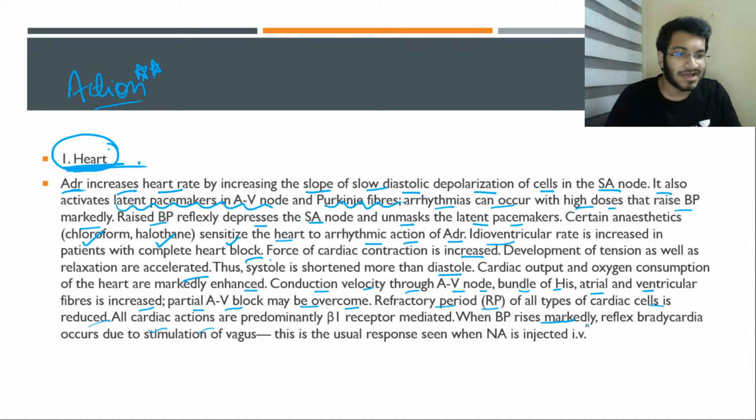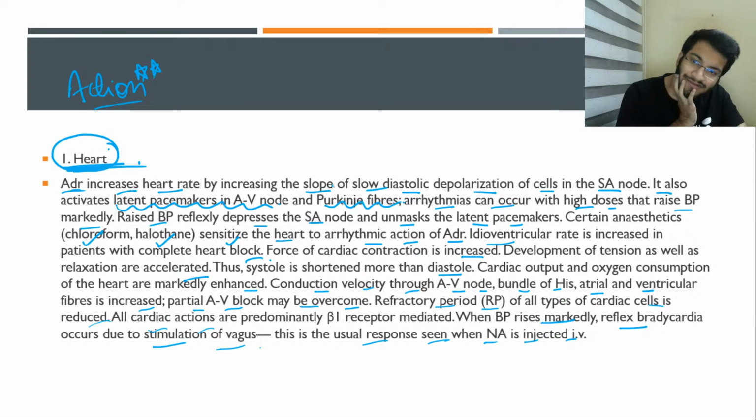when BP rises markedly, reflex bradycardia occurs due to the stimulation of the vagus. This is the usual response seen when NA is injected IV. So, guys, here it will be increasing the BP, heart rate, and it will be causing tachycardia and all of that.